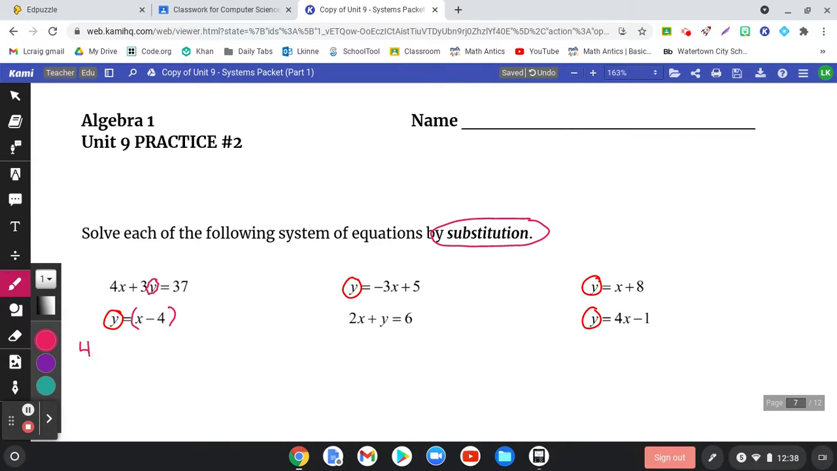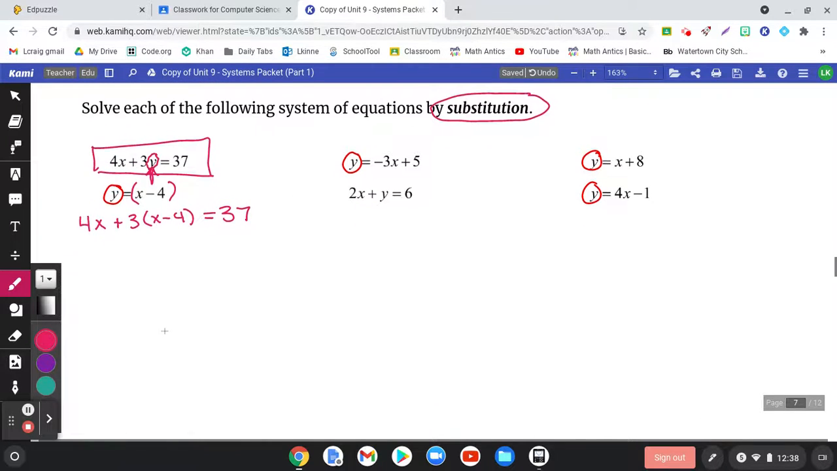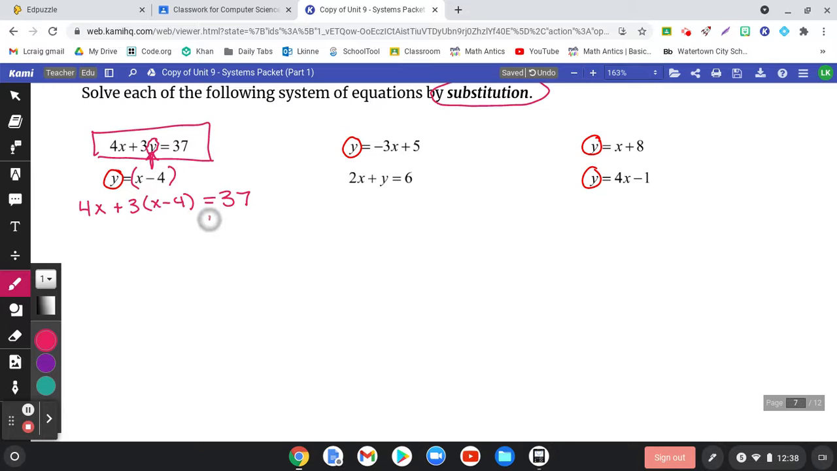So I'm going to bring my whole equation down. 4x plus 3 times y, which is x minus 4, equals 37. So basically, you're just taking this equation, taking out the y and replacing it with x minus 4 because they're equal to each other. They're the same. And by doing that, you've created an equation that you can solve with one variable.